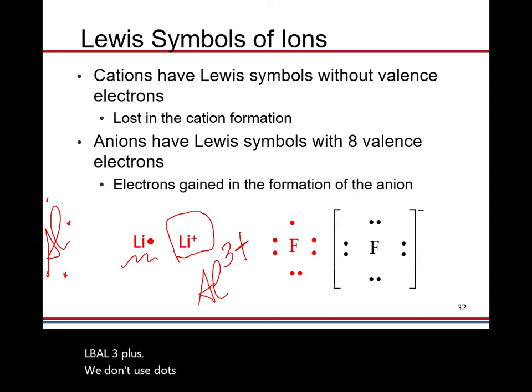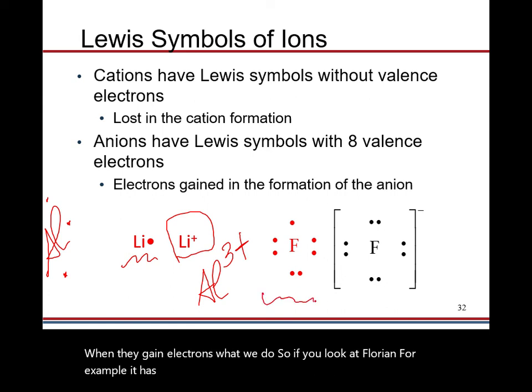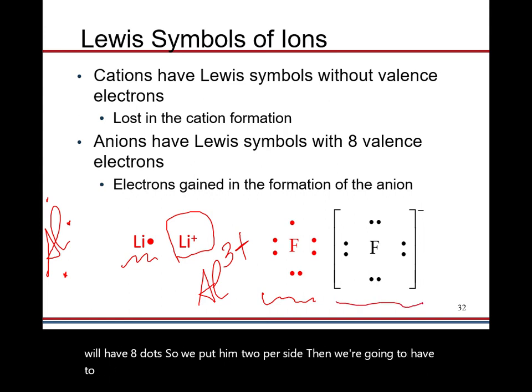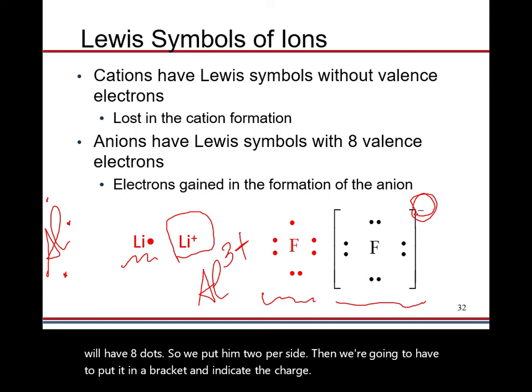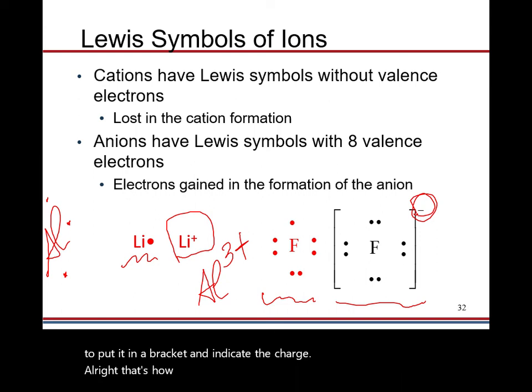When it comes to anions, on the other hand, when they gain electrons, so if we look at fluorine, for example, it has 7 valence electrons, therefore 7 dots. The fluoride ion will have 8 dots, so we put them 2 per side. Then we're going to have to put it in a bracket and indicate the charge. All right? That's how we represent the symbols of ions using the Lewis model.